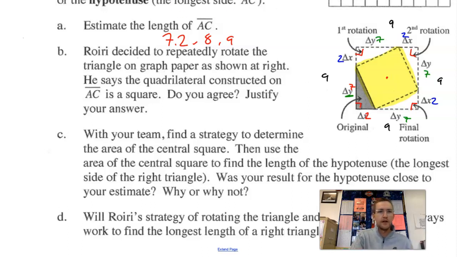All right, so let's get to it. Yesterday we talked about how to find the area of a triangle, and the formula for area of a triangle was base times height divided by 2.